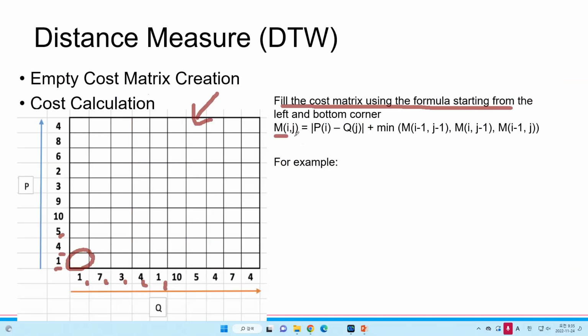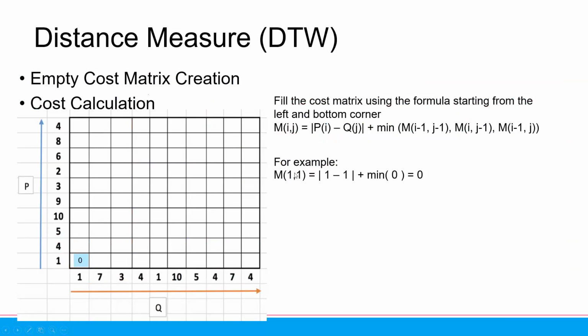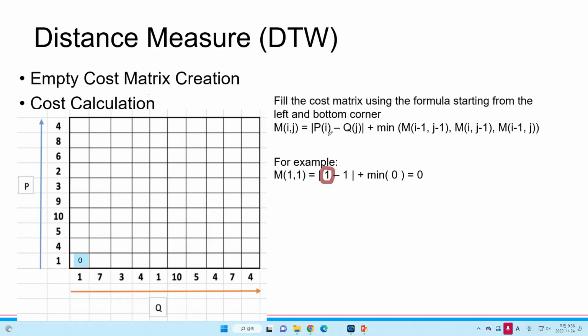So I guess you already know this formula. M i,j: i means the position in P, and j is the position in Q, and we are going to use this formula. So for M1,1, we know that the value of P1 is 1, and the value of Q1 is 1, then we get 0, because 1 minus 1, the absolute value, is 0.